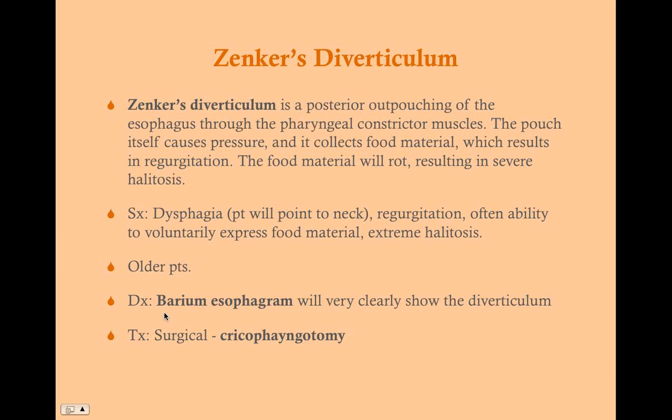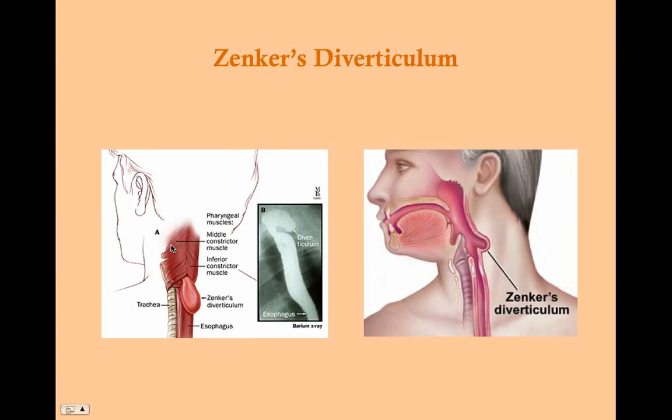The diagnosis is going to be done with barium esophagram, which will clearly show this diverticulum. It will show this outpouching. And the treatment is going to be surgical. It's a cricopharyngotomy, and all we're doing is we're cutting one of the stronger muscles, and that's going to equalize the pressure. I'll show you a diagram of that. But you should know that the treatment is surgical for this.